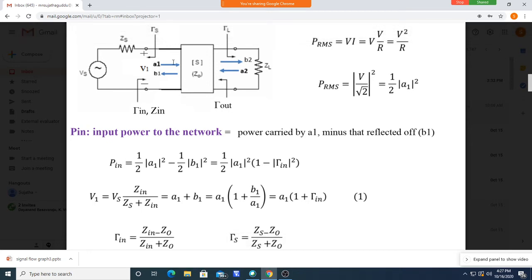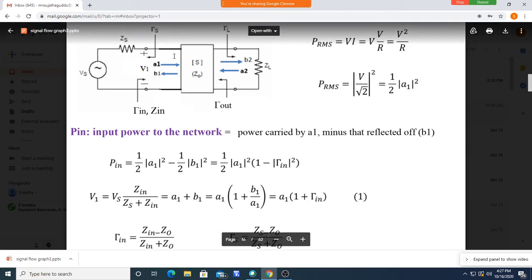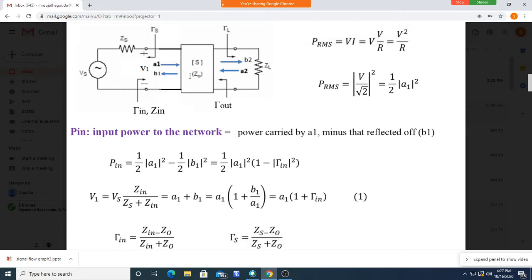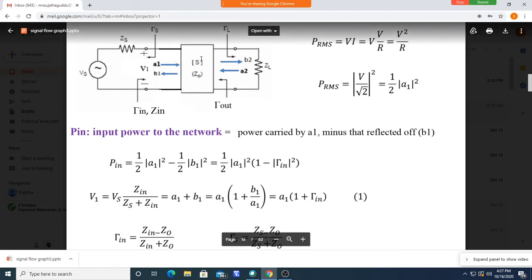Not the incident power. See, incident means A1 is incident here. Incident power is different from the power input to the network. Are you getting it? This is the incident power. Incident power is not the power delivered to the network or input to the network. So how do we get the power input to the network? That is the input power here.